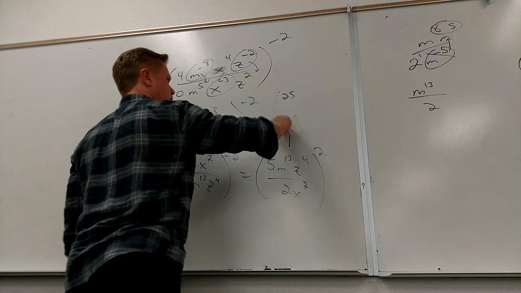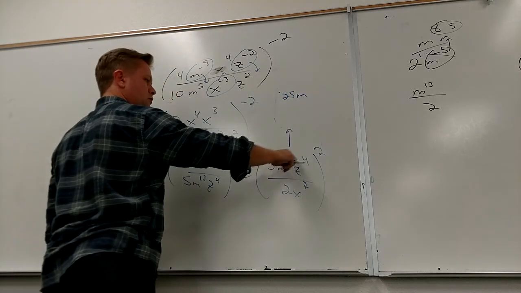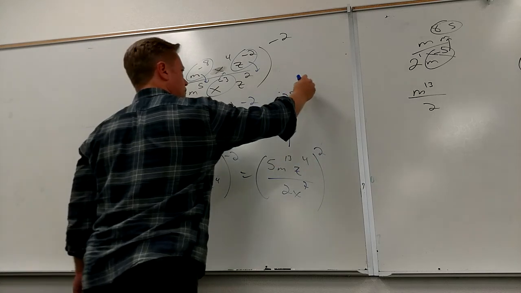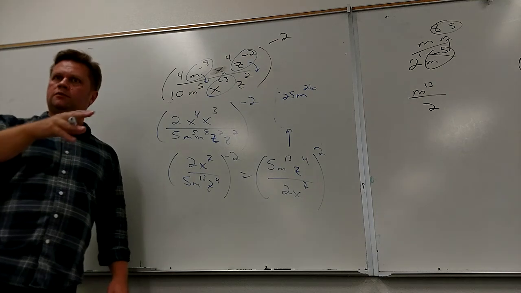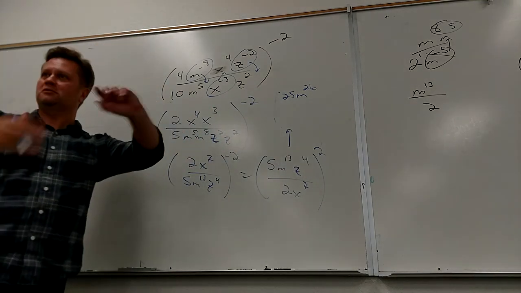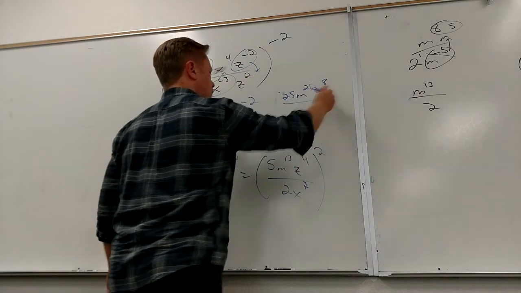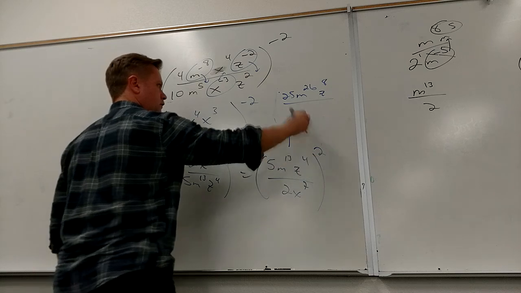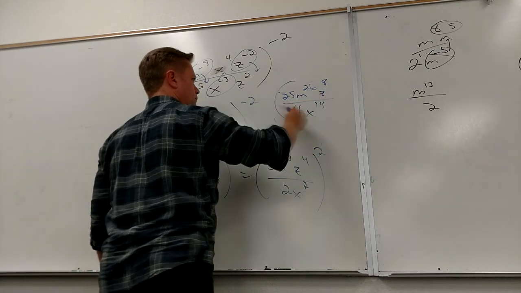I don't need this anymore. M to the... 26. 2 groups of 13 m's, 26 m's. You multiply powers when you raise a base to a power, right? Raise it to a power, z to the 8th over 4, x to the 14. Bam.